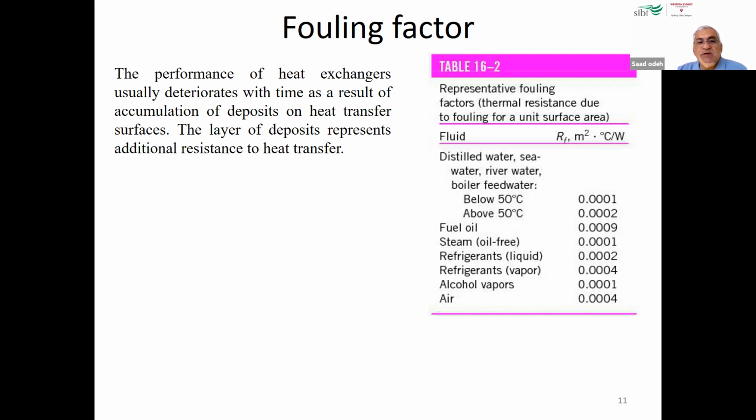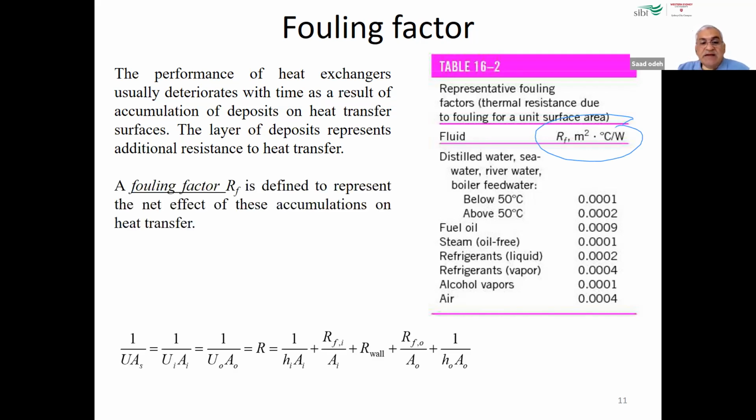Therefore, there will be some deposit on the tubes, and this deposit creates an extra layer on the top of the tube, which adds extra thermal resistance to the heat transfer. And this table shows the R value, which represents the fouling factor resistance, for different types of heat exchanger applications. But then how do we include the RF in our thermal resistance equation?